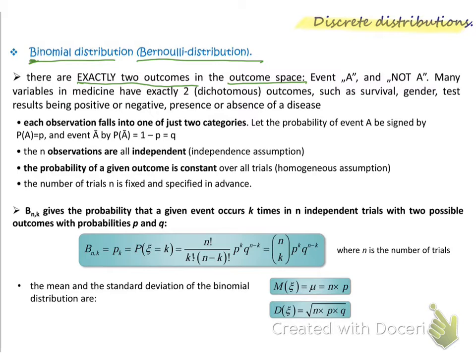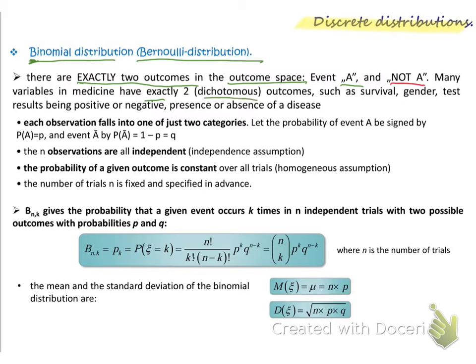So event A and not A. This could be one of the outcomes, either A or not A. So it is only 2 options. I don't have a third option. In the medical sector, we have many cases or many events where we have exactly only 2 options or 2 outcomes. Many variables in medicine have exactly 2 outcomes, or they are called dichotomous.